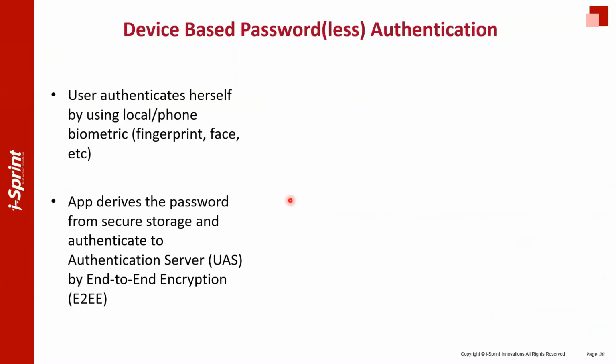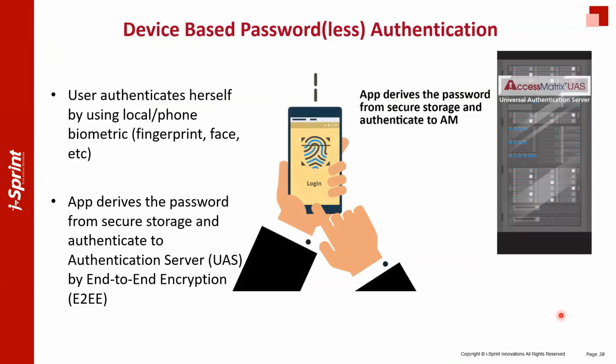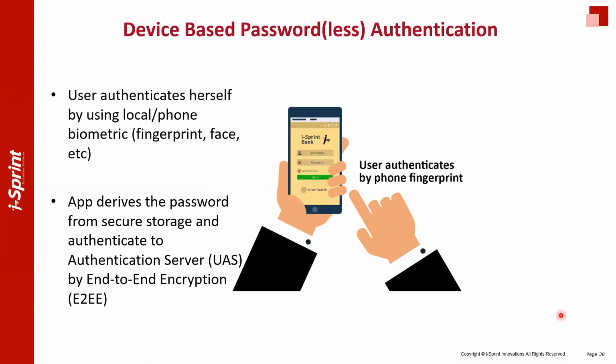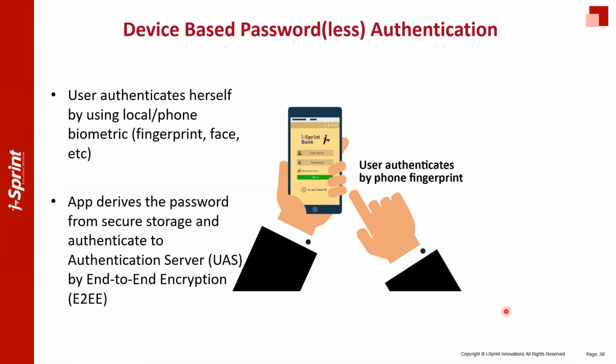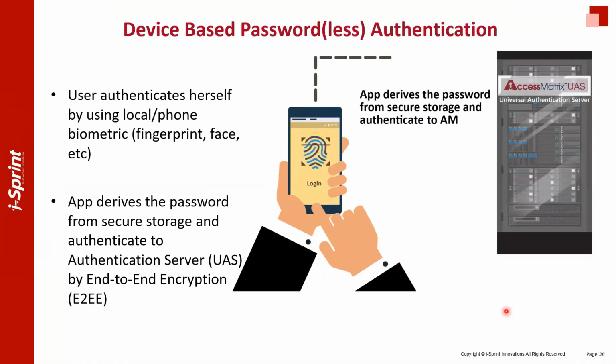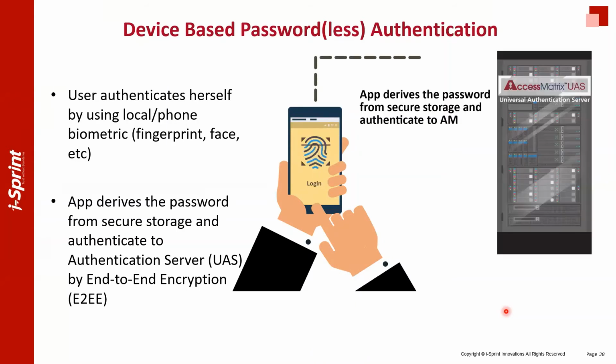Okay, so the device-based passwordless authentication is basically replacing the 1FA. First, the user will log in using biometrics like Touch ID or Face ID, and then the password is derived from the device storage and encrypted with the E2E libraries, and then verified against the authentication to the UAS server. This is quite seamless for the user and at the same time provides better security, as the password is unknown outside of the device.